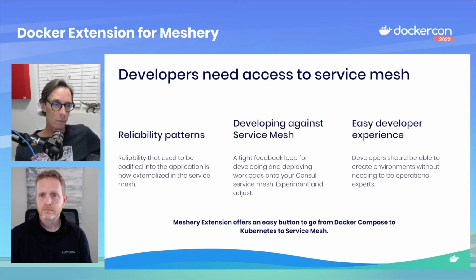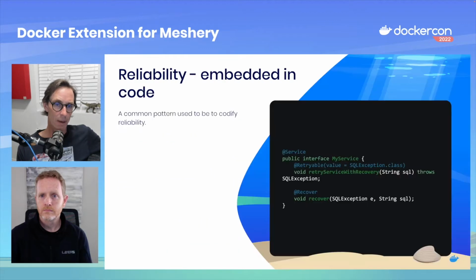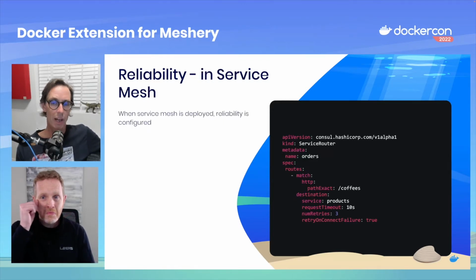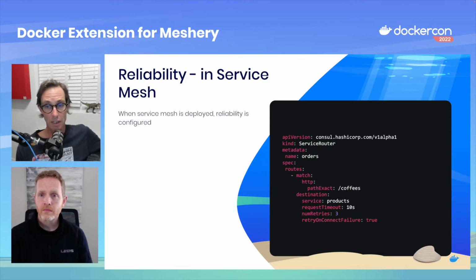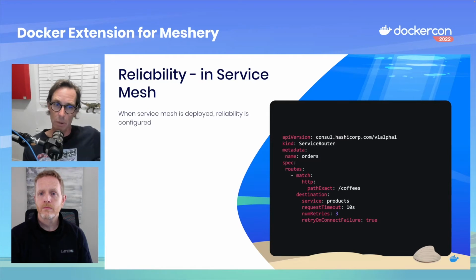So digging into reliability a little bit deeper, this is how I used to do things. If I was writing something with Spring, I would codify my reliability inside of my application, saying that this particular method is retriable, using SQL exceptions and things like that based on the retries. That isn't necessarily going to be the case anymore. You can externalize that into the service mesh, not just with RESTful APIs but with database connections and all sorts of things, because service mesh really understands a lot of those application protocols.